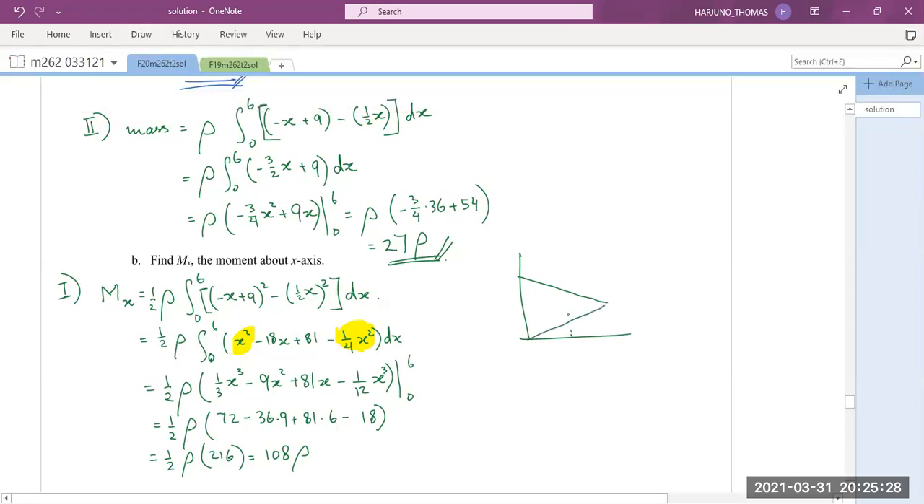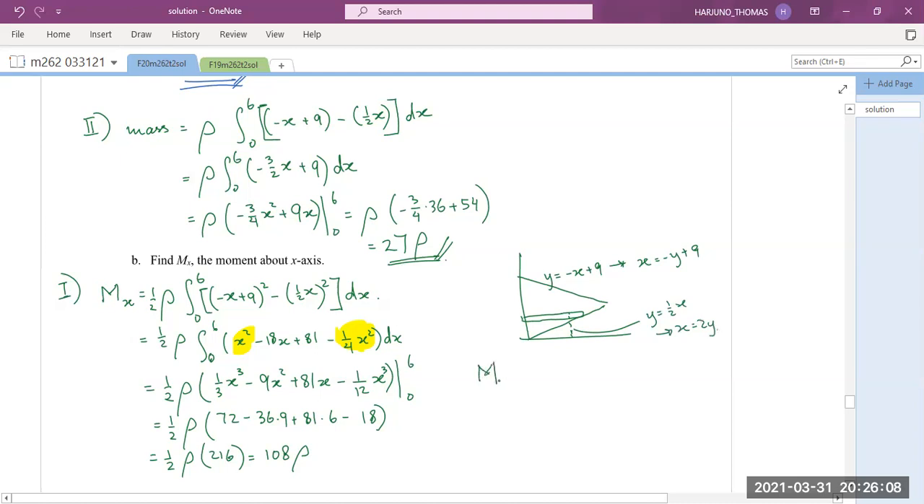So from the y point of view, this is y. Instead of seeing it that way, we see it this way. The equation here, for example, is y equals negative x plus 9. You can write that as x equals negative y plus 9. The one here, y equals 1/2 x, you can write as x equals 2y.